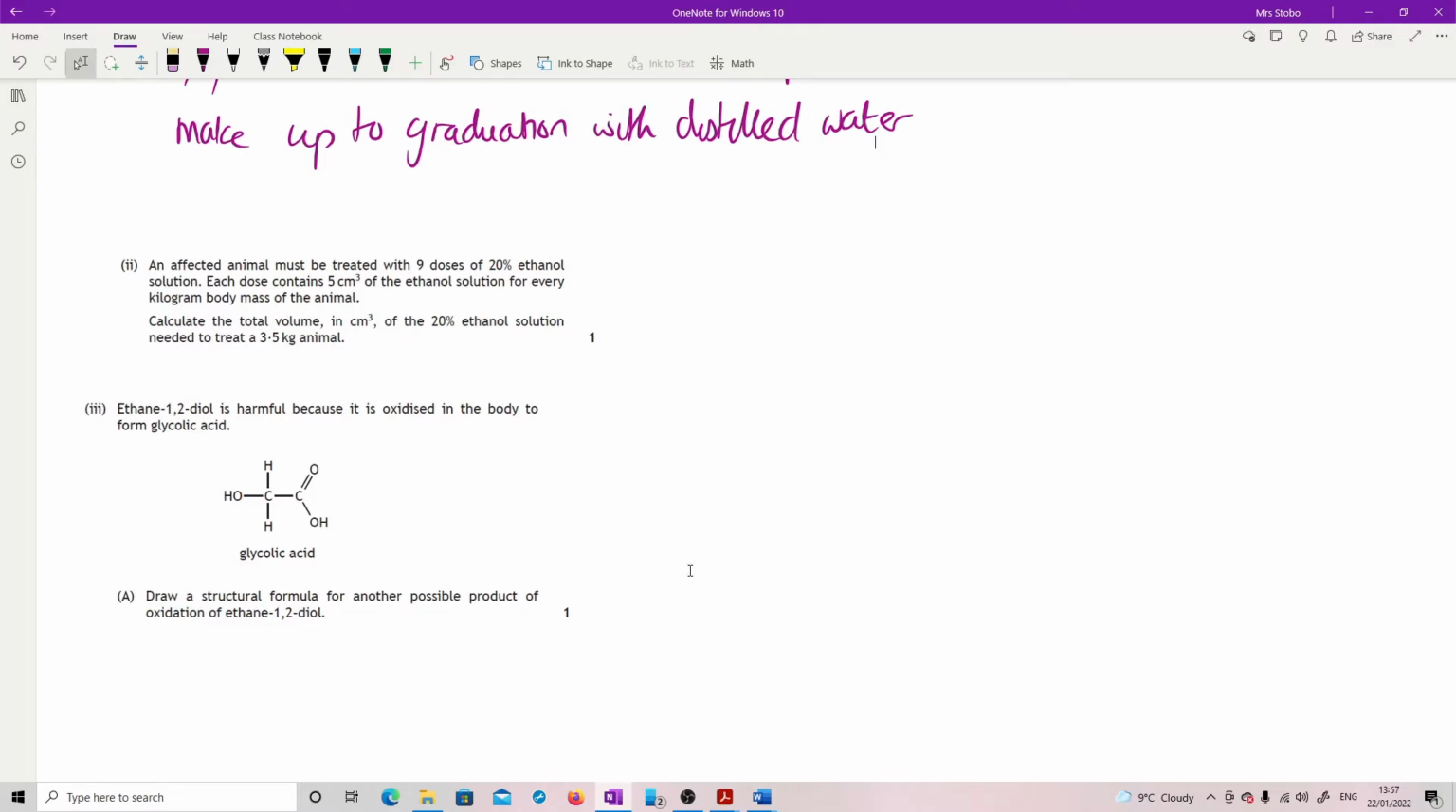An affected animal must be treated with 9 doses of 20% ethanol solution. Each dose contains 5 cm³ of the ethanol solution for every kilogram body mass of the animal. Calculate the total volume in cm³ of the 20% ethanol solution needed to treat a 3.5 kg animal.